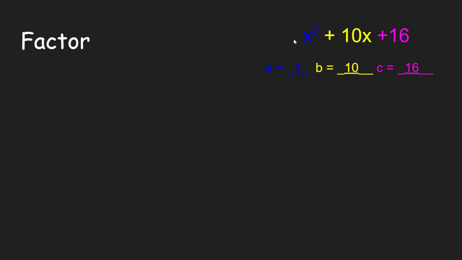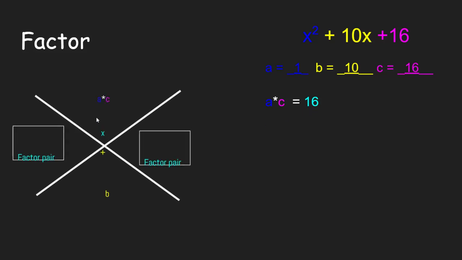Now what we will do is multiply a, 1, times c, 16. 1 times 16 is 16. Then we'll draw our x to keep our work organized, and I'm going to put 16 at the top and put 10, my b term, on the bottom. Think b bottom. Now we're looking for our factor pairs, what goes in these boxes.